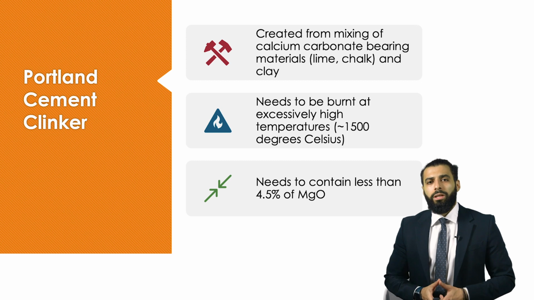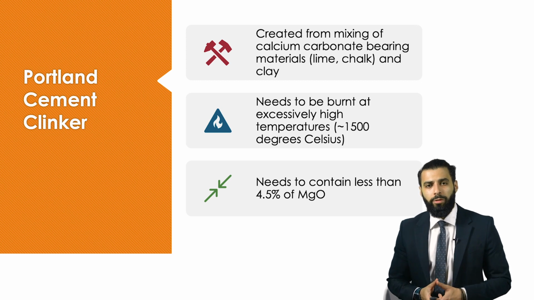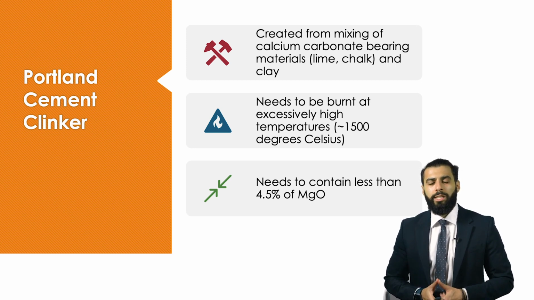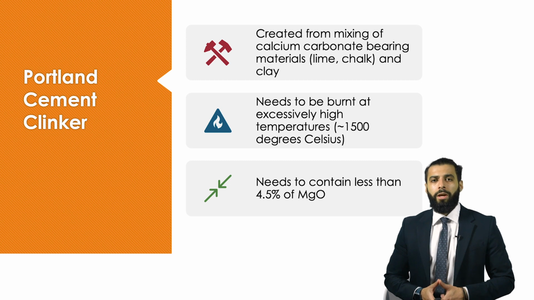In addition, we need to understand that there has to be less than 4.5% of the total mass of magnesia in your cement product, and that's to avoid any excessive expansion that takes place when the magnesia would react with the aggregates that are present in your concrete mix.